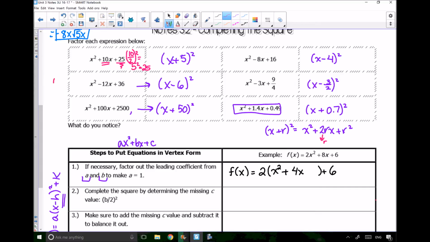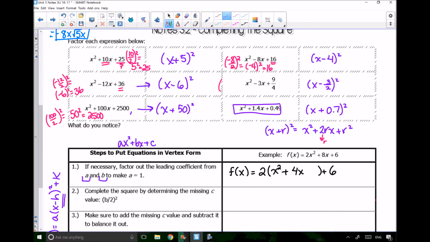So I'm going to take the b value here, which is negative 12, divide that by 2 and square it. So negative 12 divided by 2 is negative 6. So here I get negative 6 squared, which is 36, which is exactly what I'm looking for here. I would take the b value of 100, divide that by 2 and square it. Well, 100 divided by 2 is 50. 50 squared is 2500. Okay, here my b value is negative 8. So I would take negative 8, divide that by 2 and square it. So I would get negative 4 squared, which is 16, which is this value that I'm looking for right here.